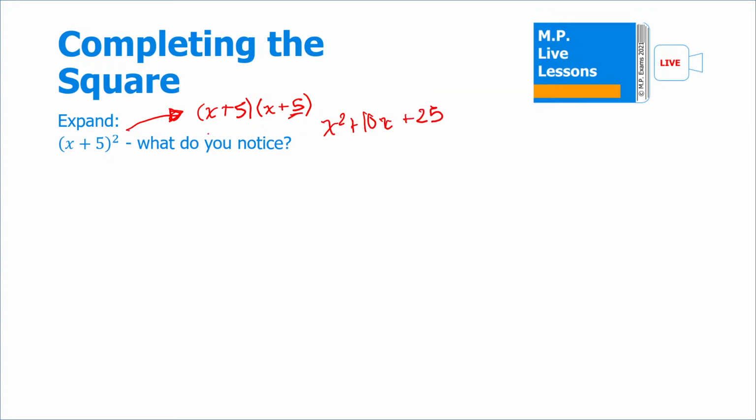Now, what do you notice about this in relation to 5? For example, this 10 here is two lots of 5. And this here is 5 squared. So if we do this for any, let's say, number we'll call b, what you'll find is, at the end, you'll get x squared plus 2bx plus b squared.